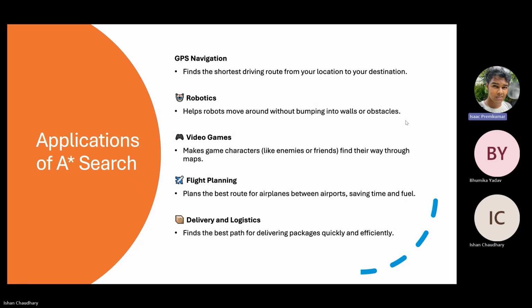So, some applications of the A-star algorithm include GPS navigation, robotics, video games, flight planning, and delivery and logistics, where it finds the optimal path and the shortest route from one source node to the destination. So more of the pseudocode and implementation demo will be covered by my friends Bhumika and Ishan.